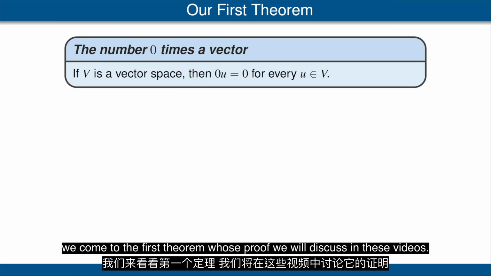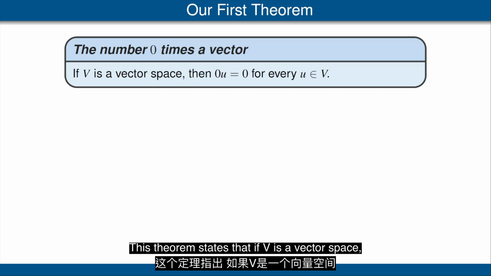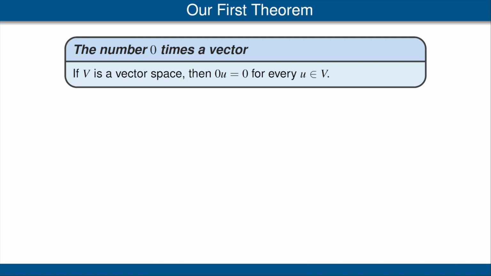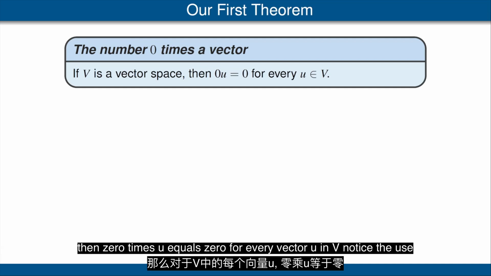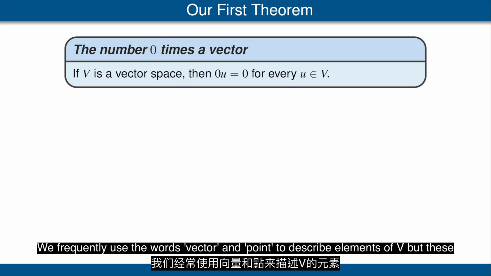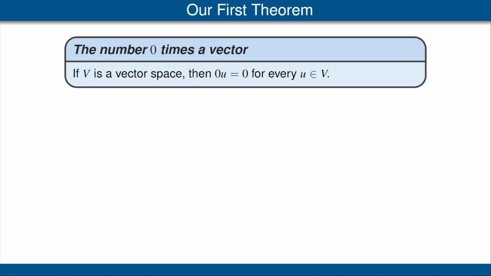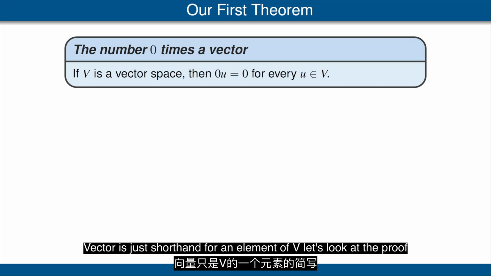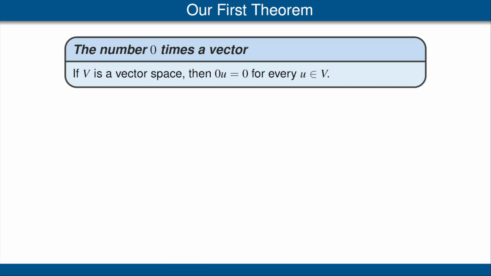Now we come to the first theorem, whose proof we will discuss in these videos. This theorem states that if V is a vector space, then 0 times u equals 0 for every vector u in V. Notice the use of the word vector here. We frequently use the words vector and point to describe elements of V, but these words have no formal meaning, so vector is just shorthand for an element of V. Let's look at the proof of this theorem.